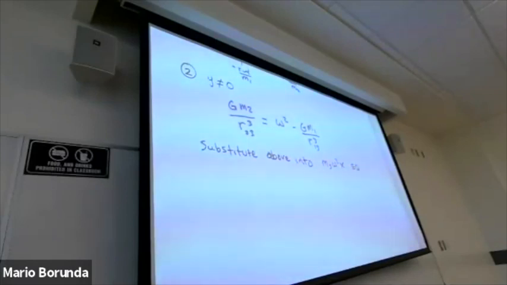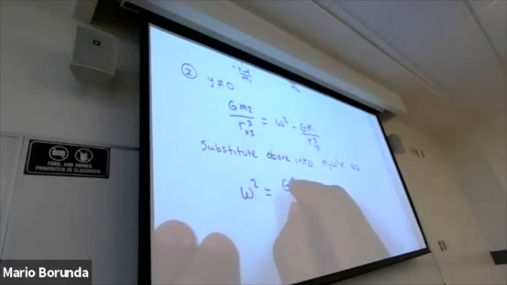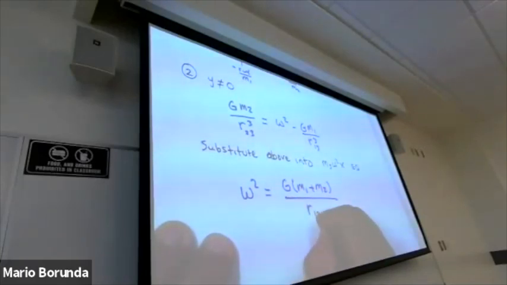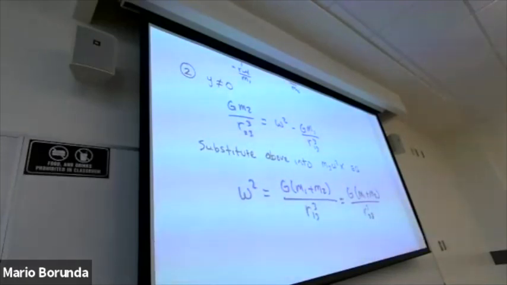Into that equation, and I'm going to get omega squared is equal to G(M1 plus M2) over R13 cubed, which is equal to G(M1 plus M2) over R23 cubed. Since this and this are equal to each other, that means that R13 is equal to R23 is equal to R. Okay?